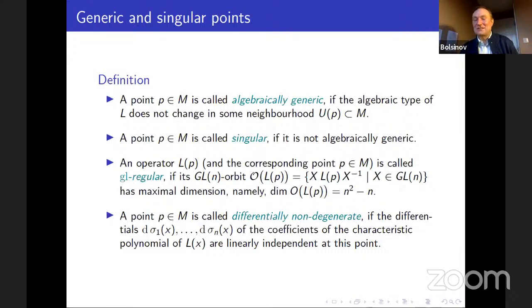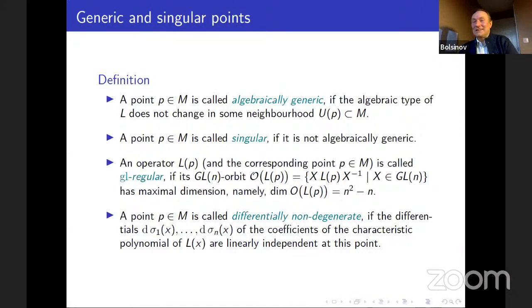If it is not true, we say that the point is singular. For instance, some of the eigenvalues collide. This is a typical situation. Or say two small Jordan blocks with the same eigenvalue become one big Jordan block. Other way around, sorry. If we take a big Jordan block and it splits into two small Jordan blocks at a given point, that's what we mean by singularity. It's a little bit more complicated as compared to a Poisson structure, for instance. A singularity in the Poisson world means that the rank of the Poisson tensor drops at a given point. So this is something else.